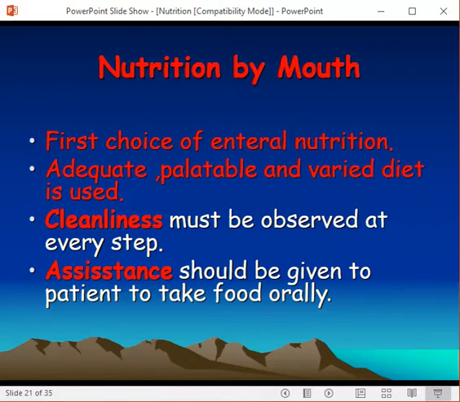Nutrition by mouth. It is the first choice of enteral nutrition. An adequate, palatable, and varied diet is used. Cleanliness must be observed at every step, and assistance should be given to the patient to take the food orally.